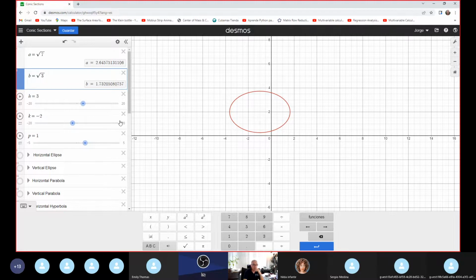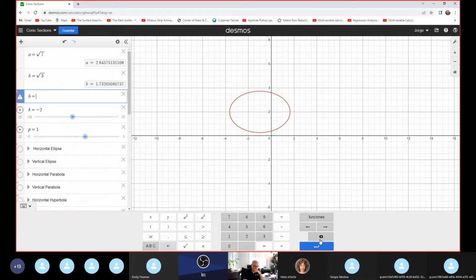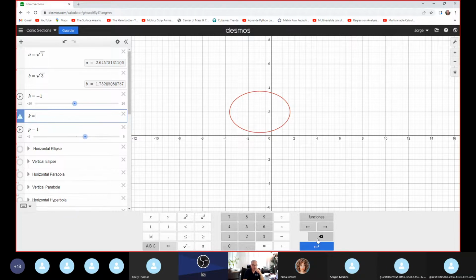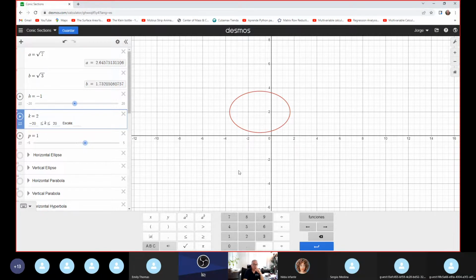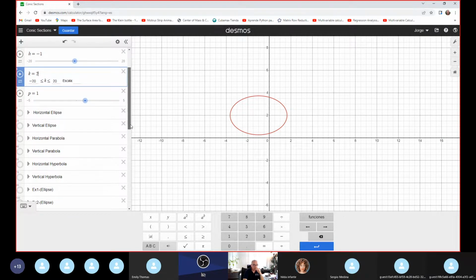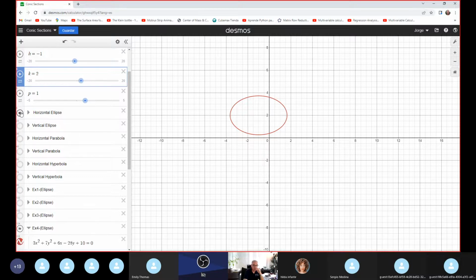Cool. Now, what about h and k? h is -1. And k is, well, it's a whole number, you can move it if you want. It's positive 2. Okay, ready. Remember, p is for the parabola. So the classification was the horizontal axis, yes or no? And this script computes everything and plots that.